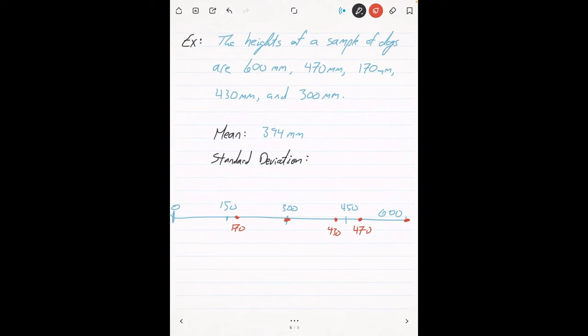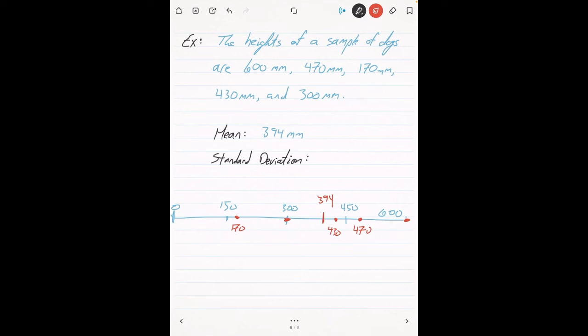So here are the data points, and we get the mean to be 390. Well, let's see, 400, and let's say right about here is the mean. 394, okay? Again, we're eyeballing this. So 394, there's the mean.